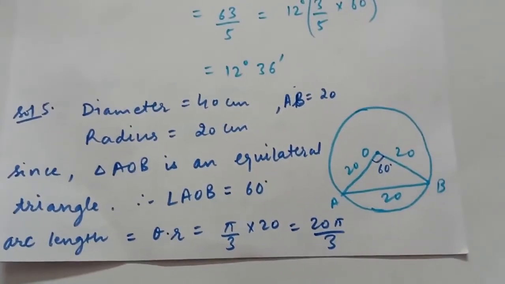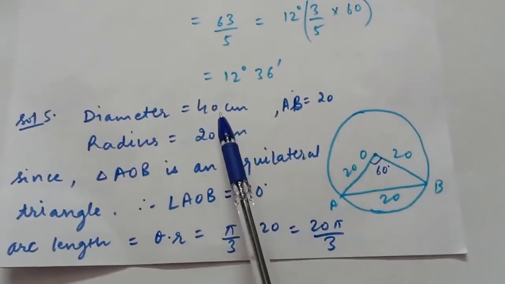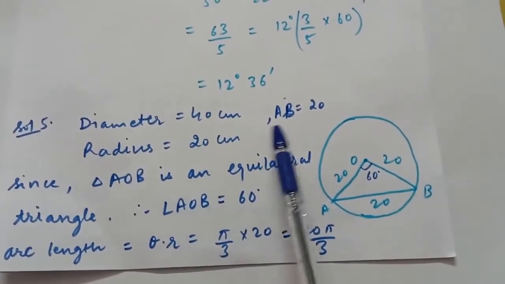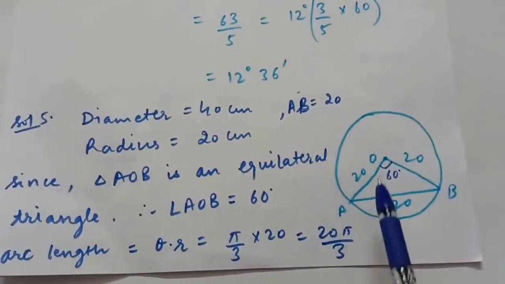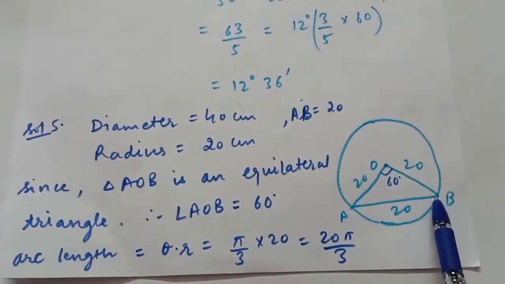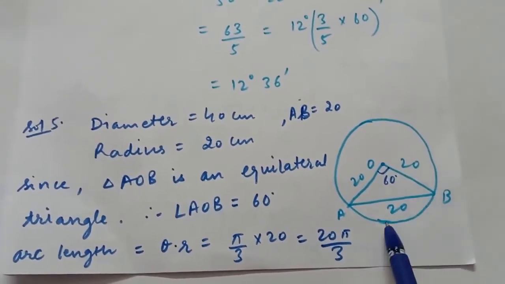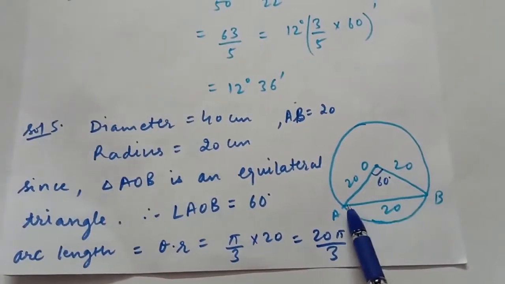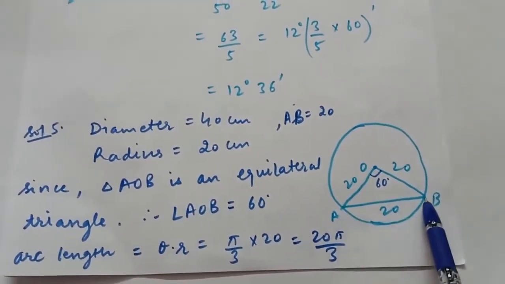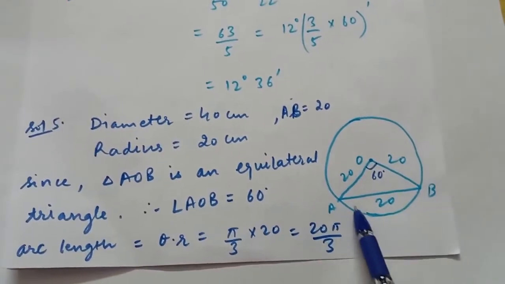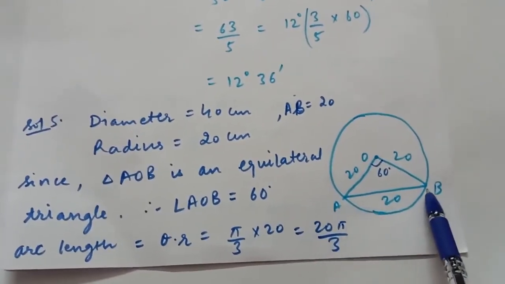Now question number 5th. In question number 5th, diameter of the circle is given as 40. So radius will be 20. And the chord AB is given as 20, which has length 20. Now they have asked to find the arc length of the minor arc. So see, this is the chord AB. This arc AB is the minor arc. So we have to find the value of this arc.